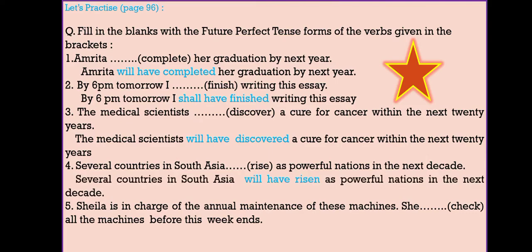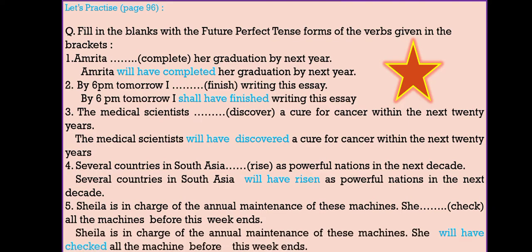Coming to sentence 5. Sheila is in charge of the annual maintenance of these machines. She check all the machines before this week ends. So, what is the correct answer? Yes, done. Now check it. She will have checked all the machines before this week ends. So, with this future perfect tense we are going to complete here. The remaining exercises, sentences 6, 7, 8, 9, 10, you will be solving on your own.